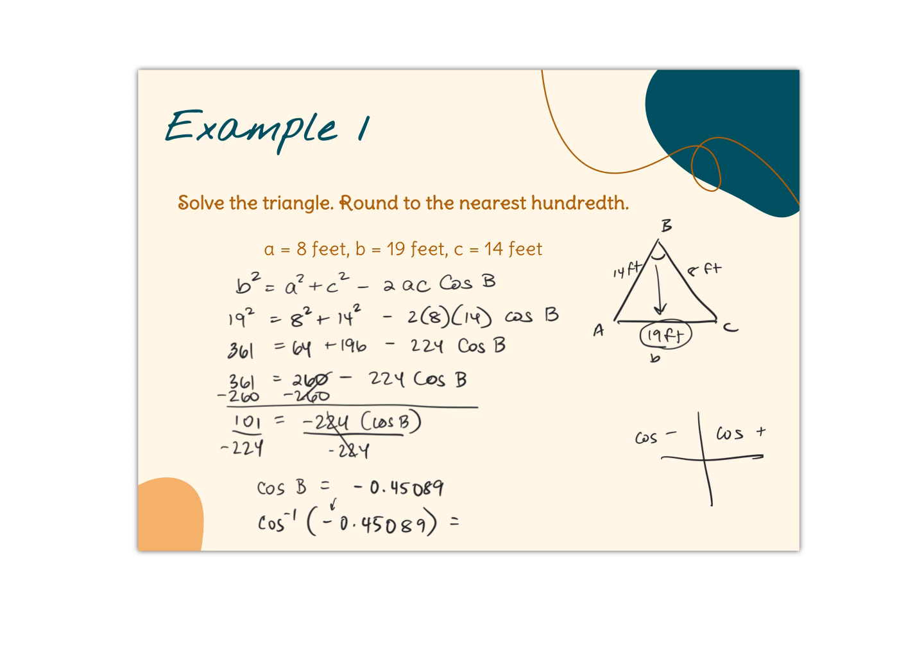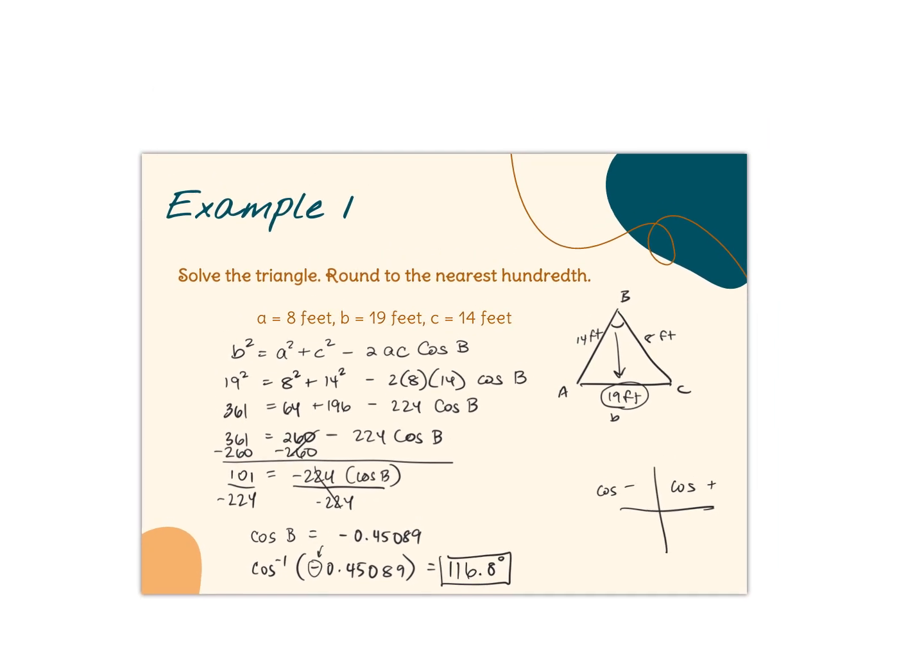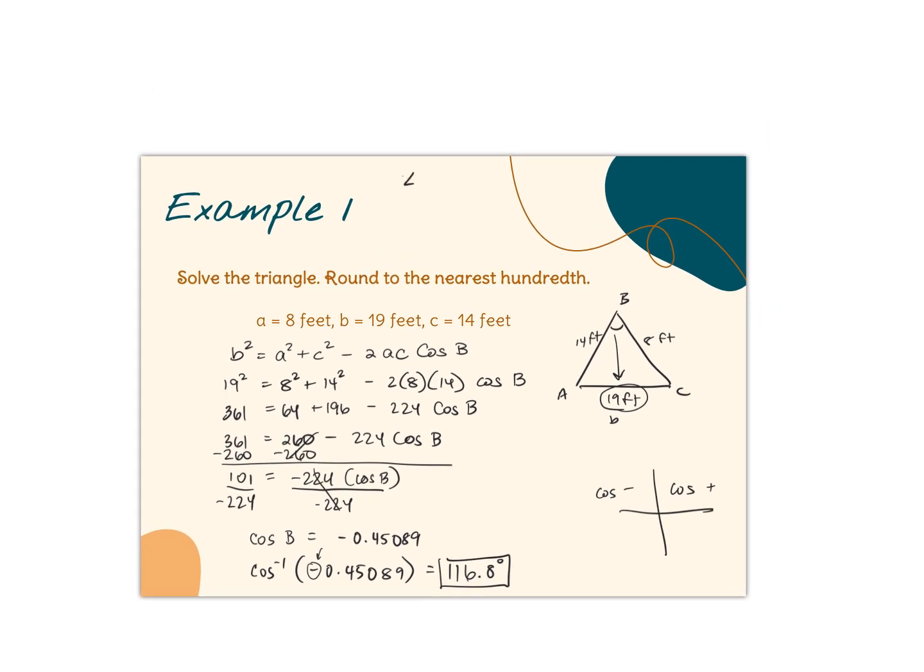So if you go to your calculator and you do the inverse cosine of negative 0.45089, it's going to give you positive 116.8. That is the angle measure. So that is angle B. Angle B is an obtuse angle. So when this is negative for cosine, you're going to find that it's an obtuse angle. So now I have my first angle here, and it's 116.8 degrees.